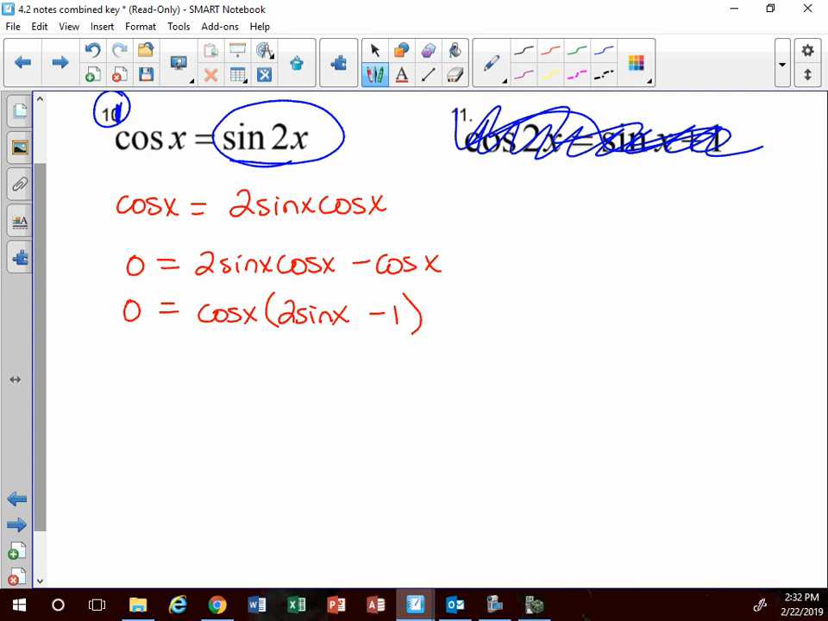So I'm going to have cosine of x equals 0 and 2 sine of x minus 1 equals 0. Where does cosine equal 0? And we're just solving 0 to 2 pi, guys. That's pi over 2 and 3 pi over 2.